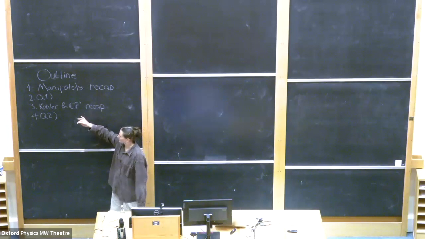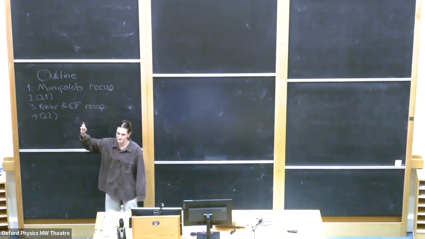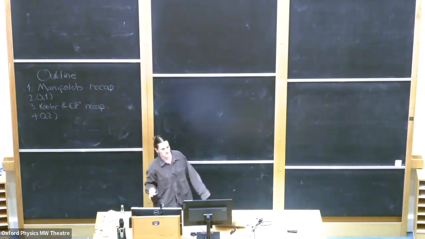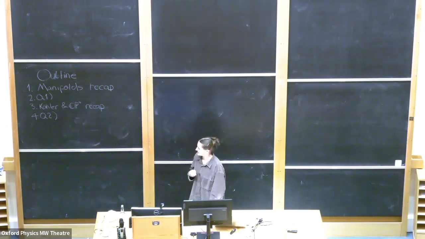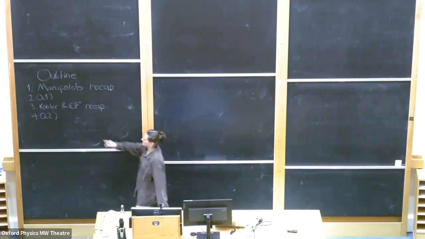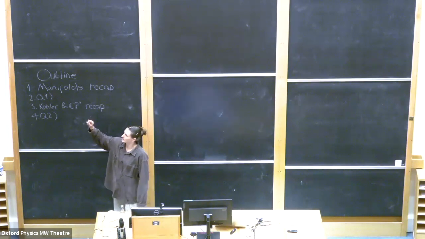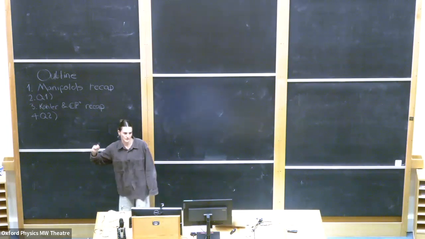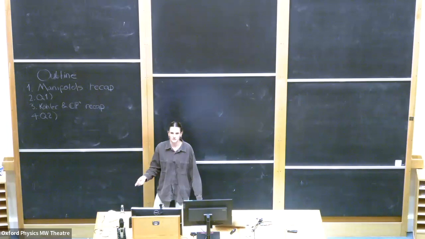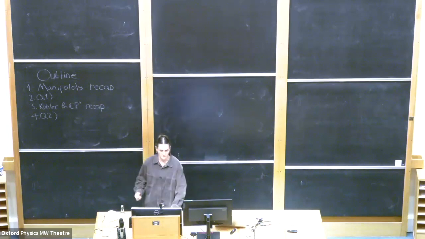Then I'll just do a quick recap on some Kähler geometry and complex projective space. We've had both Lara and Al talk about complex projective space, so there'll be a little bit of repetition there, but I don't think that's necessarily a bad thing. And then we'll move on to question two. This one is a little bit more involved and will take a bit more time, but I'm going to give you a few hints, so hopefully it won't be too difficult.